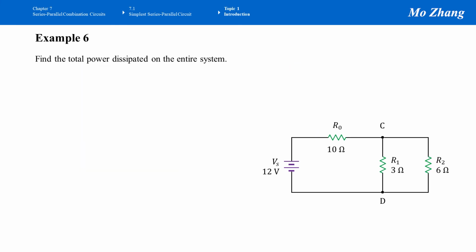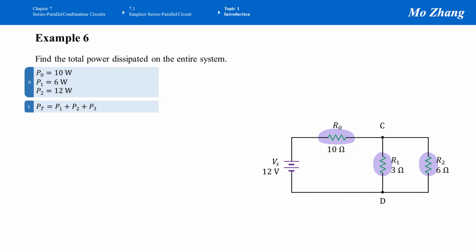Now let's work on this example. In this example, we need to find the total power dissipated on the entire system. From example 5, we know the power dissipated on every resistor. They are 10 watts for resistor R0, 6 watts for resistor R1, and 12 watts for resistor R2. The total power dissipated on the entire system is the sum of all individual powers. In other words, we can simply add the individual powers. It is additive.